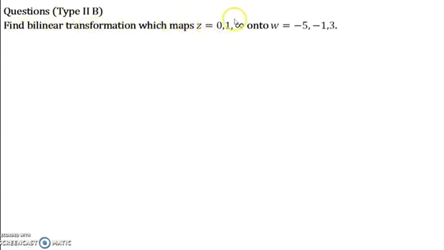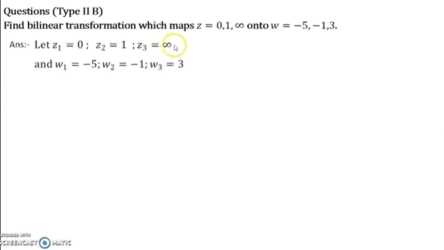Find the bilinear transformation which maps z equal to 0, 1, infinity onto w equal to minus 5, minus 1, 3. Here we must take the points z1, z2, z3 as well as w1, w2, w3, but one of the points in z is infinity. So in this kind of case we must follow a different method.